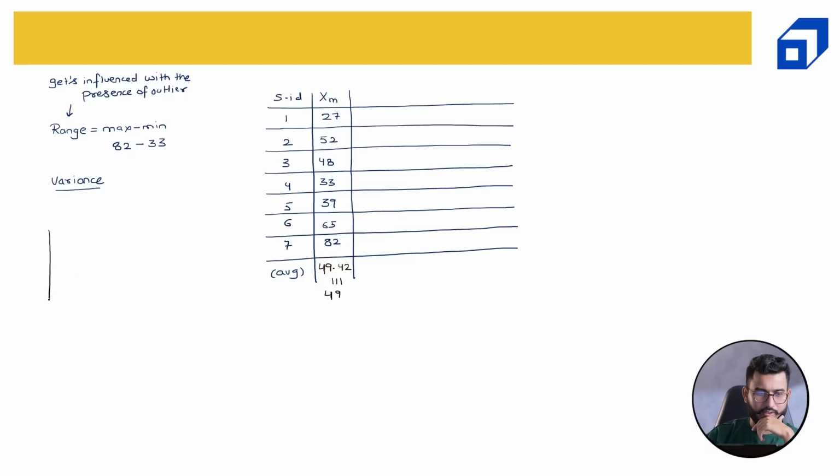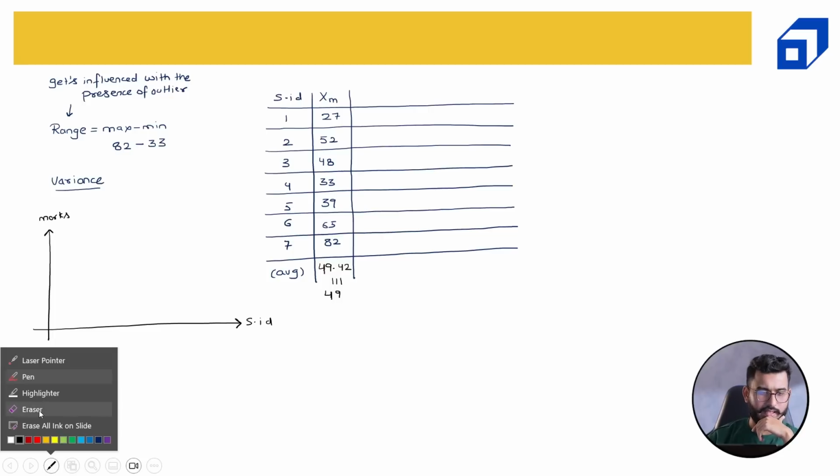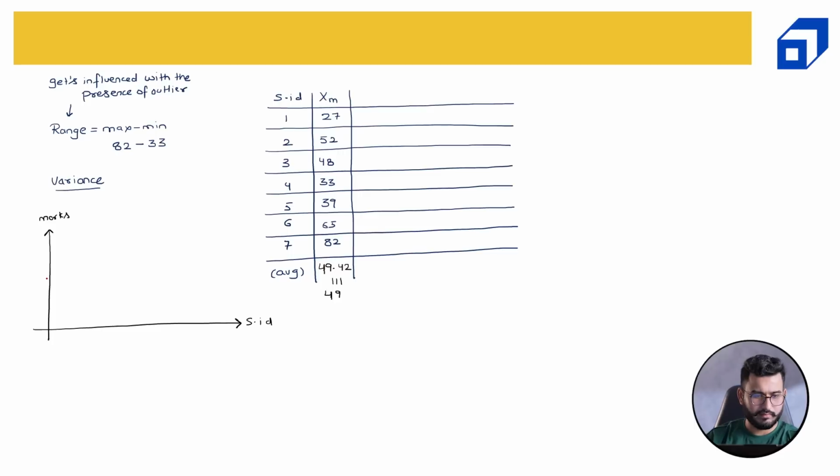So let me just quickly draw the graph. The same graph that we have seen in the last slide. This is the student ID. These are my marks. And we have the center now at 49. So somewhere in the middle, but 1 point below. So assume this is 49. So this is my 49.